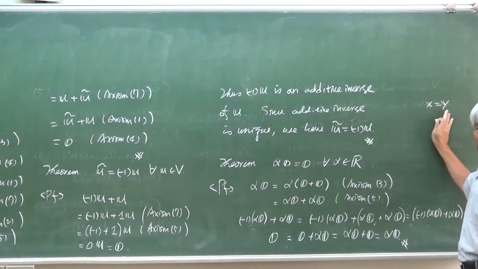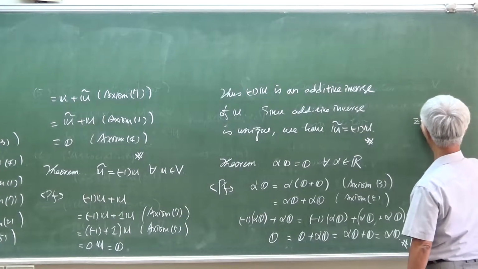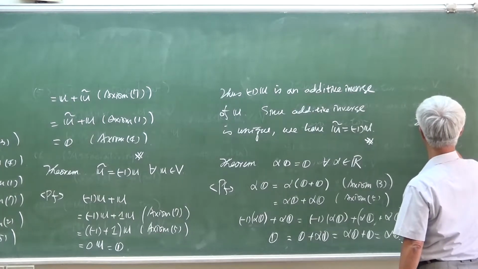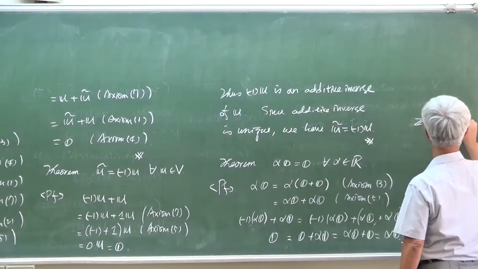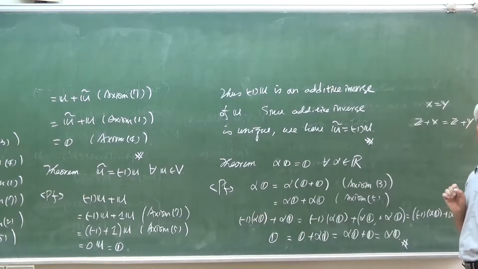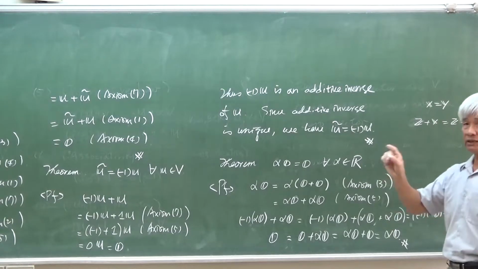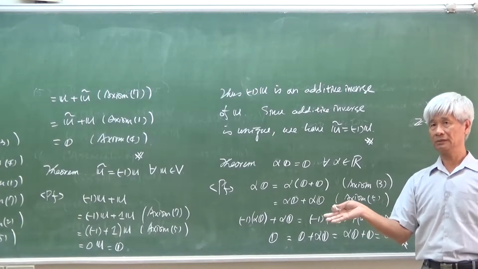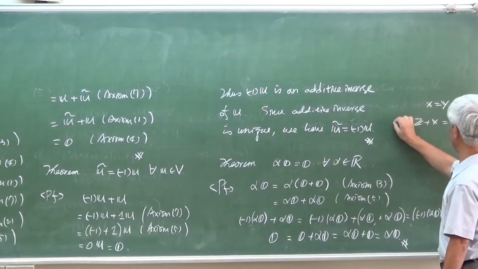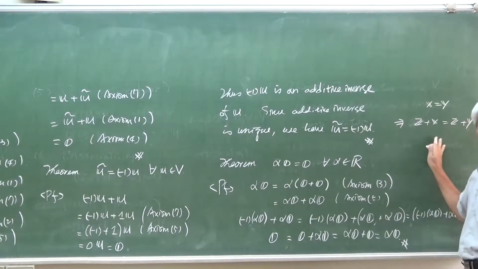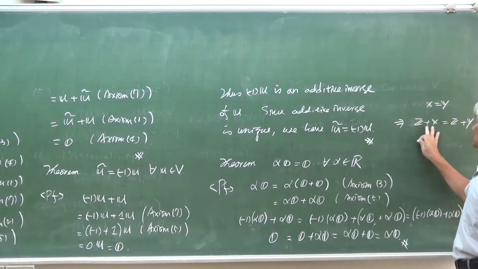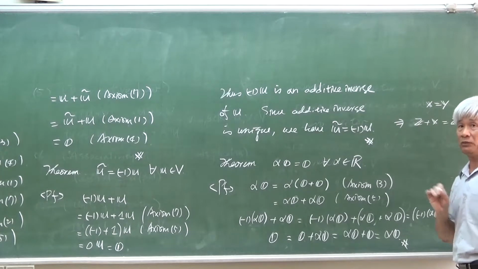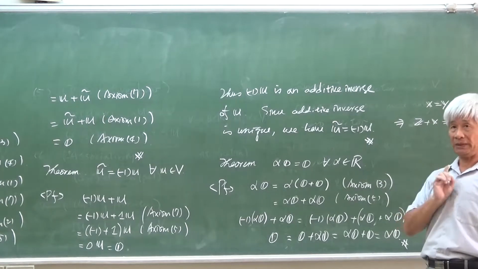Well, I just use that if I have two vectors and I know x and y are equal, then I just add another vector and the results will be equal. Because vector addition is a mapping, and a mapping should have a unique value. So if this is true, then this must be true, right? Because I use vector addition, and we define vector addition in the vector space.